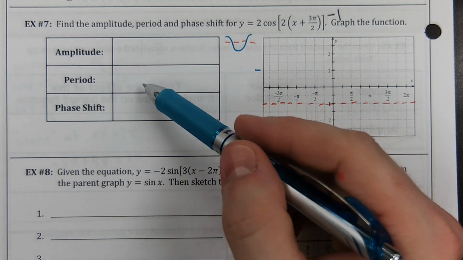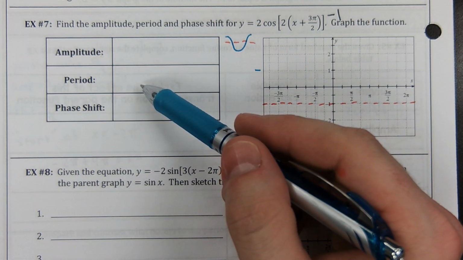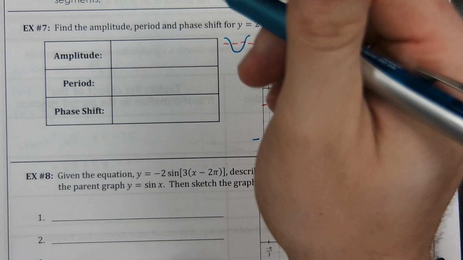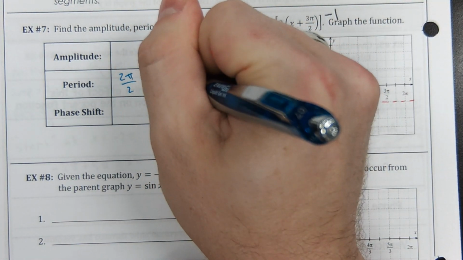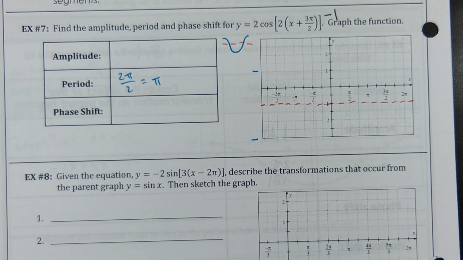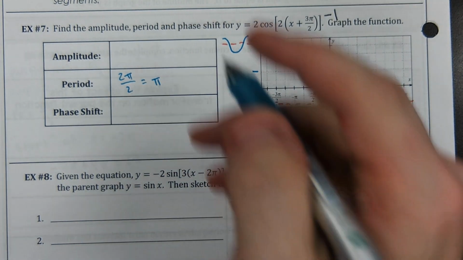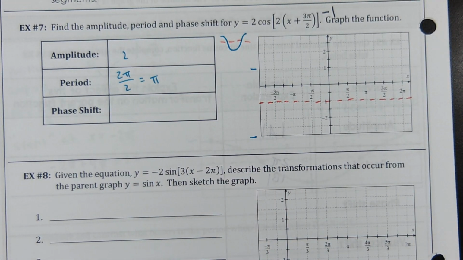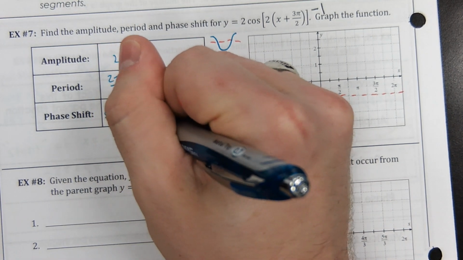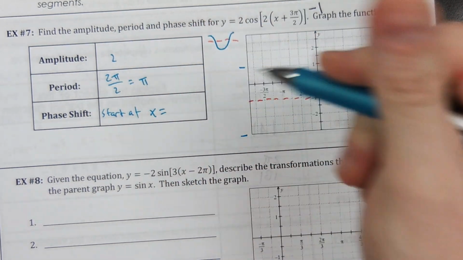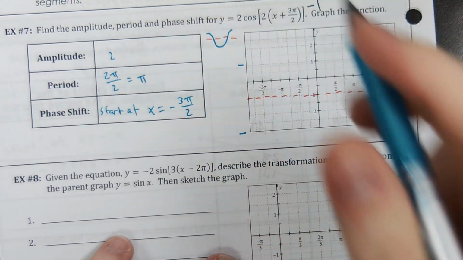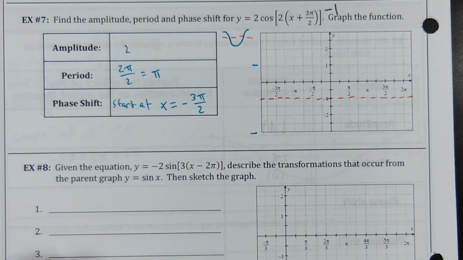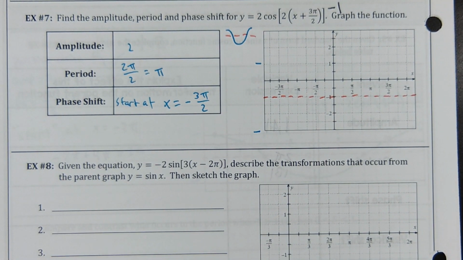Period length. Well, there's a convenient box for amplitude, period, and phase shift here. So period length, 2 pi over 2. A period length of pi. Great. We already knew that the amplitude was 2. Phase shift just tells you where to start. Where are we going to start? -3 pi over 2. Why is it called a phase shift? It's a physics thing.